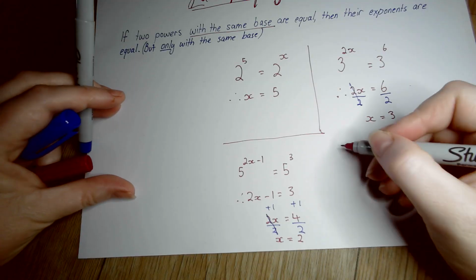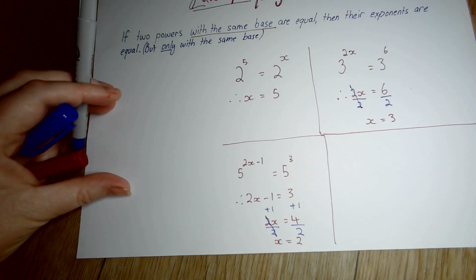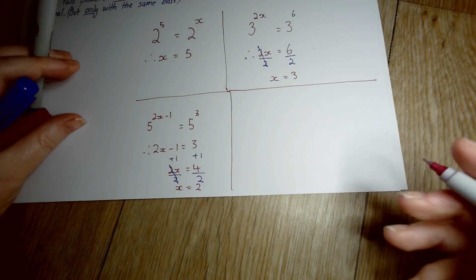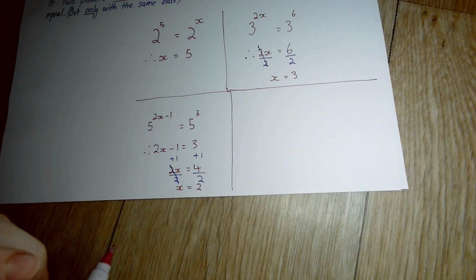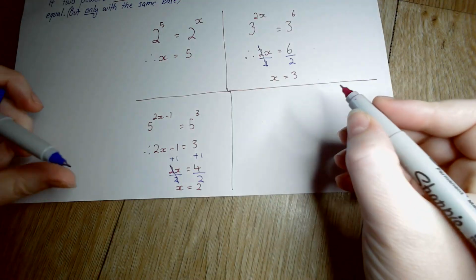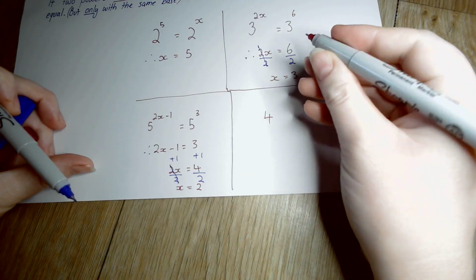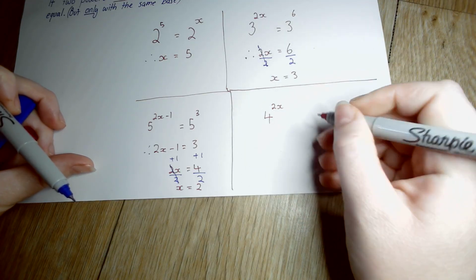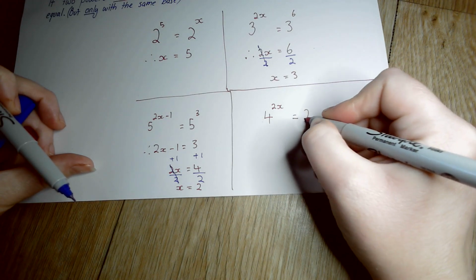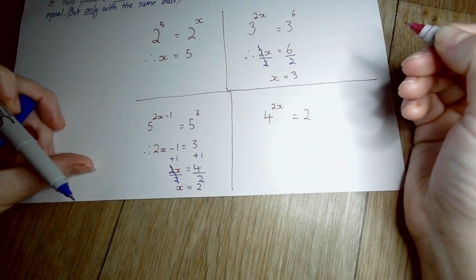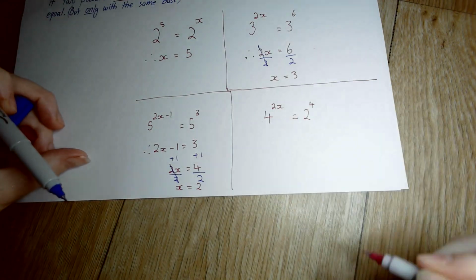The issue we come to is if we have something where they're not the same base. So, for example, what if we had 4 to the 2x is equal to 2 to the 4. And that's when we have to do something else.